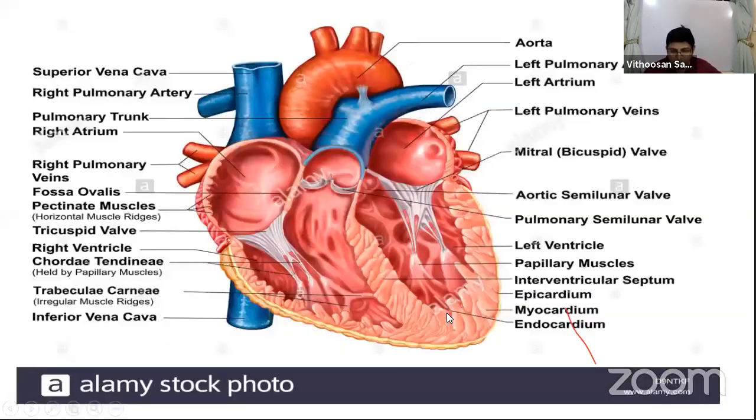So why this is important, guys, there are a few things to understand. If you look at this structure carefully, the right side is pumping blood only to the pulmonary artery. At the same time, the left side is pumping blood into the aorta, or all over the body. Because of that, compared to the right side, the left ventricle wall thickness is very much higher.